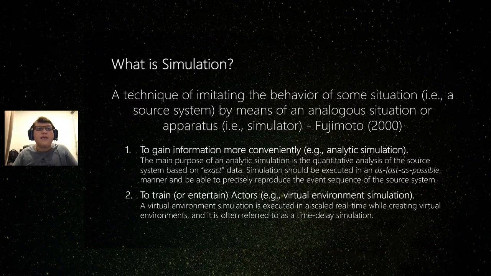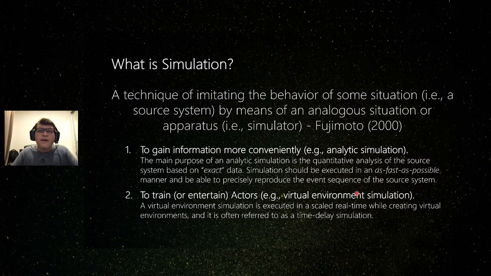And then the second can be for training. You can train an actor or personnel, for example, in a virtual environment simulation, like a flight simulator. You give a pilot learning to fly, for example, a real simulation machine. And then one person tries to give some turbulence, rain, heavy cloud, something like that. So as a pilot using the simulator, you need to solve this issue so the airplane can safely take off, fly and land. This is simulation in terms of training.